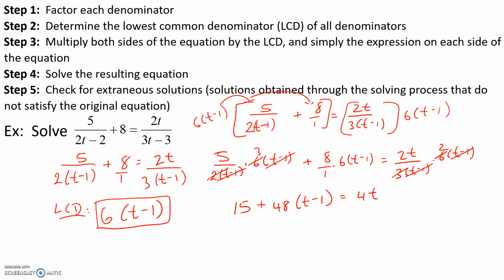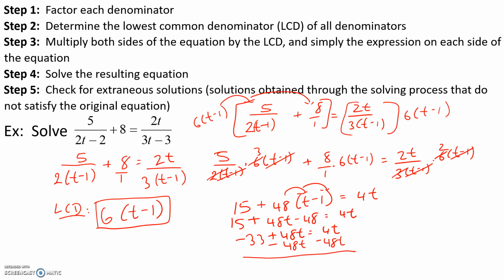Now we've got to solve this equation. So first, let's distribute the 48. This gives us 48t minus 48 equals 4t. Then combine like terms. You've got 15 minus 48, that's a negative 33, plus 48t equals 4t. We have to get all the variables on one side. Since the negative 33 is the only constant here, let's move the 48t to the right.